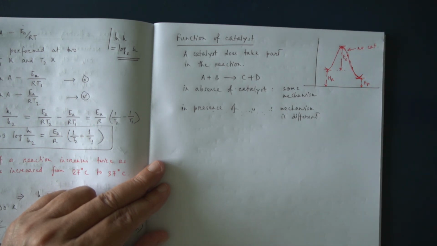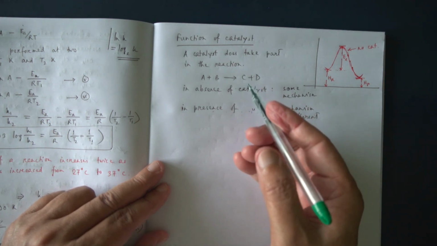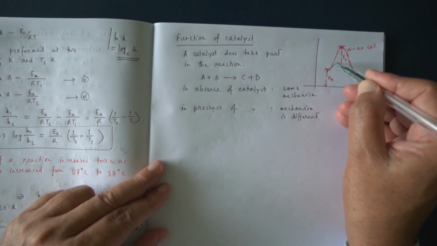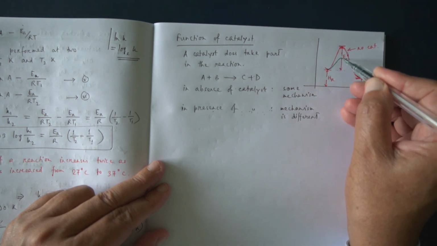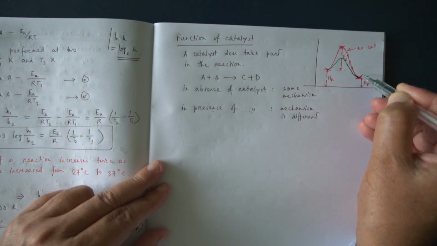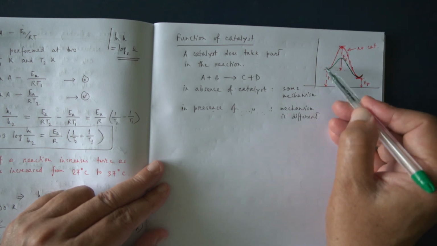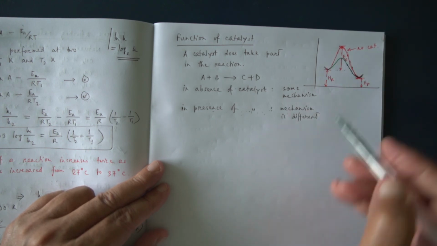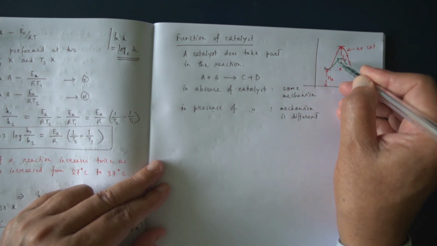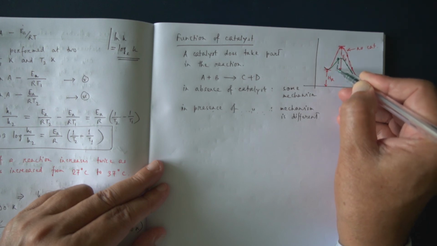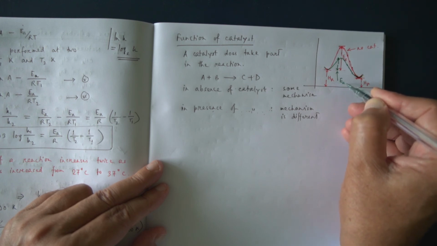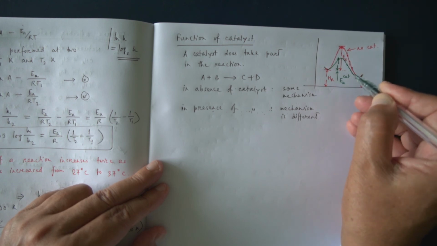Now same reaction in presence of catalyst. In presence of catalyst, the reaction may follow this path. So mechanism is different. That means path of the reaction is different. Now here what happens? Say this is the activation energy in presence of catalyst.